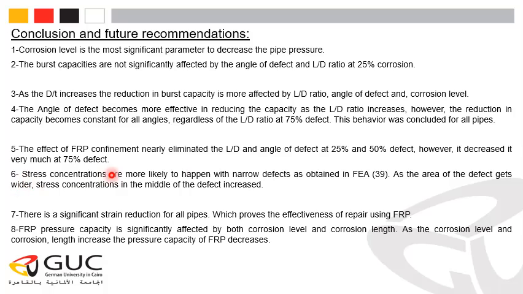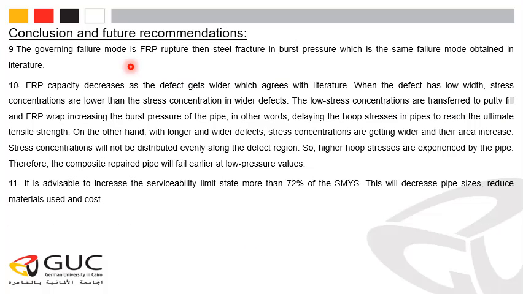Stress concentrations are more likely to happen with narrow defects as obtained in literature, and as the area of defect gets wider, stress concentrations in the middle of defect increased. There is a significant strain reduction and pressure gain, which proves the effectiveness of using FRP. FRP pressure capacity is significantly affected by both corrosion level and corrosion length. As the corrosion level and corrosion length increase, the FRP capacity decreases. The governing failure mode is FRP rupture, which is also obtained in literature. As discussed earlier, the FRP capacity decreases when the defect gets wider.